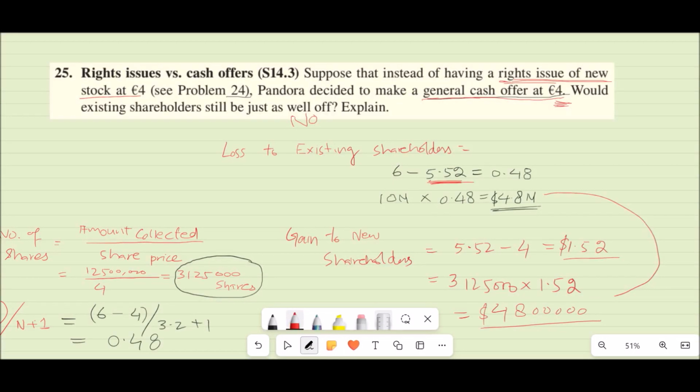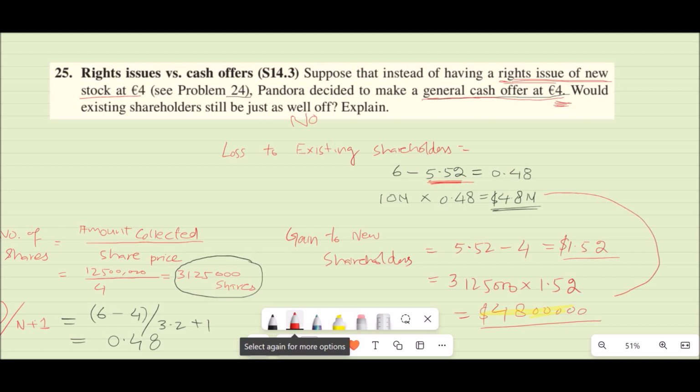So the new shareholders will profit at the expense of old shareholders. That's why whenever new shares are issued at a discount, they are always offered to the existing shareholders. They are given privilege rights. If they refuse, then you can offer them to the other shareholders.